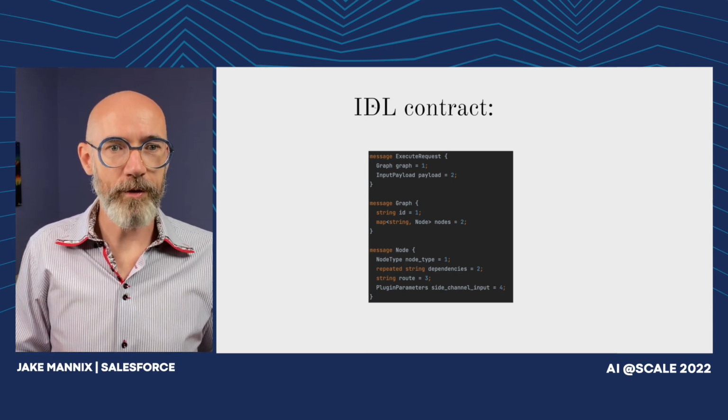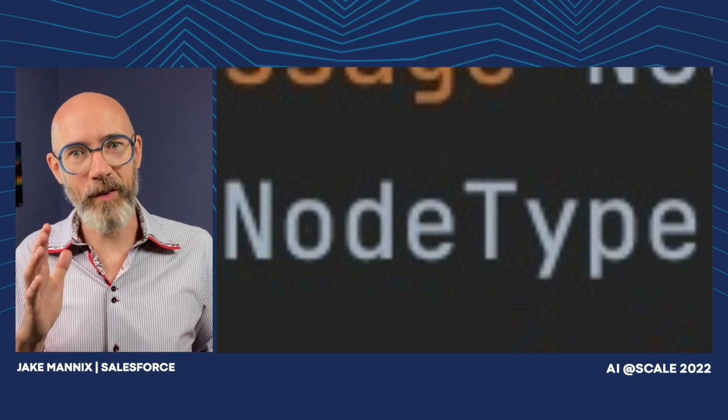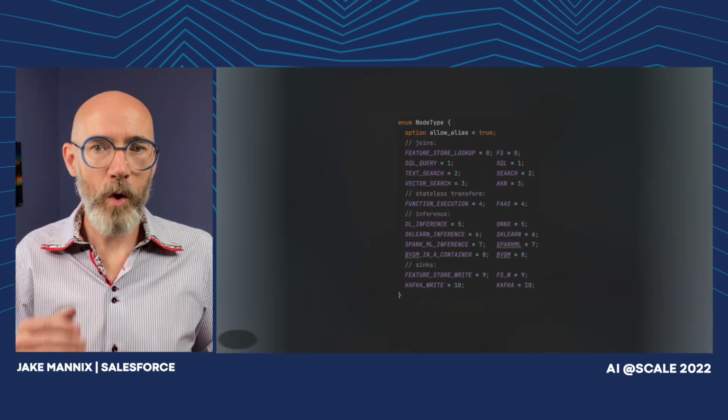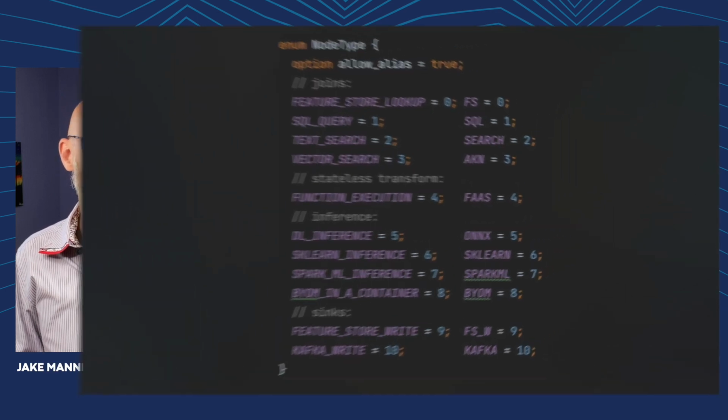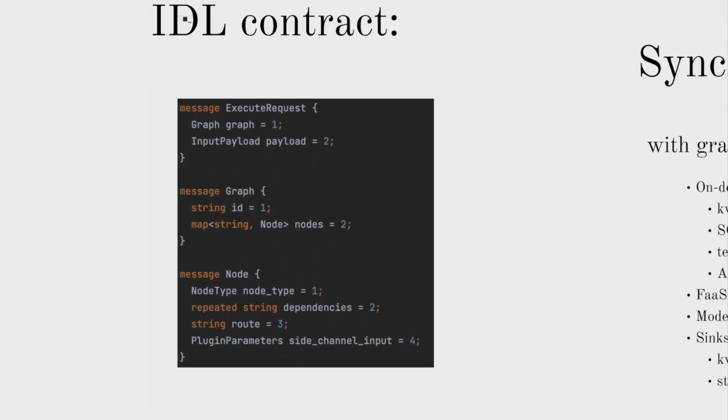But in particular, this node type is important to call out because we're saying that we're going to explicitly enumerate all the different types of nodes that are possible in the IGES. This is basically a service registry describing that you can do joins and stateless transformations and inference, and you can do data sinks. The node type registry has another part.